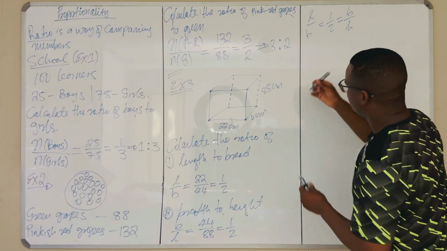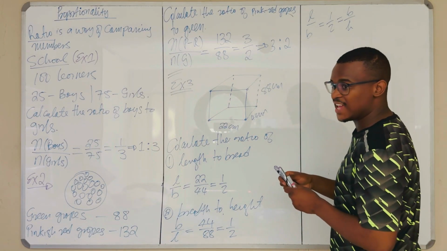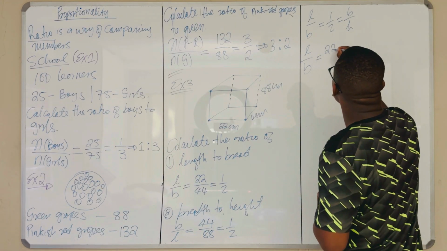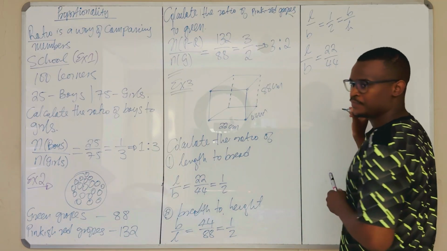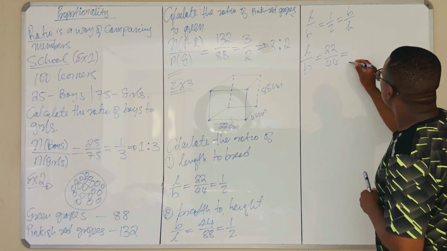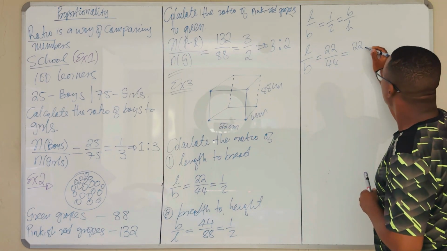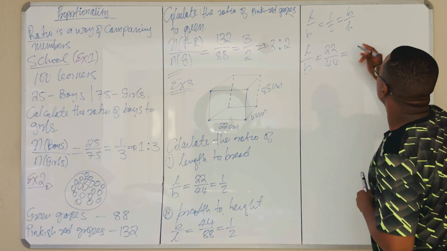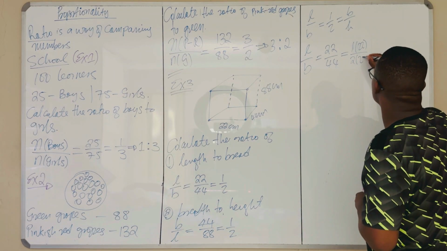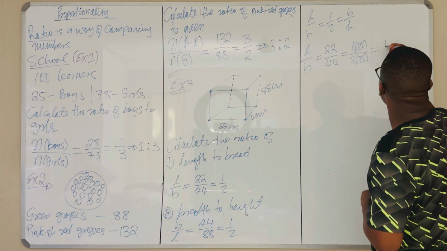Now I'm coming back to this. When we're calculating the ratio of the length to that of the breadth, we said the length over the breadth is equal to 22 over 44. Does that make sense? If you look at this now, it will be 22, right? Let's say it's 1 times 22 over 2 times 22. So these two will cancel out and you're left with 1 over 2.